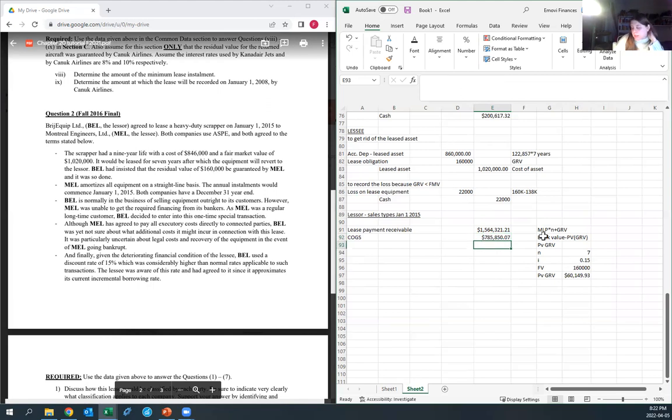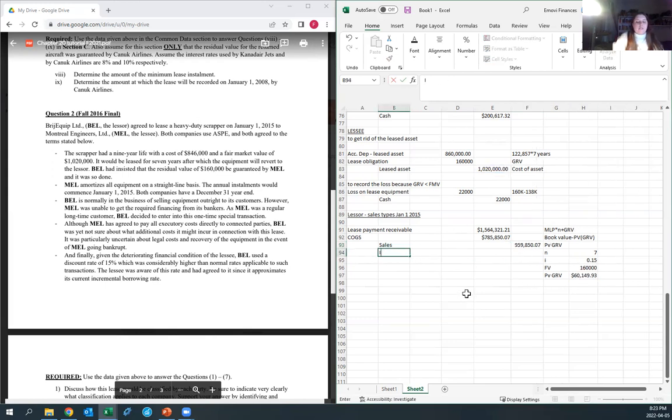The reason why we subtract it is that at the end you're going to get back your asset for $160,000. So that present value of your guaranteed 160K shouldn't be included in your COGS. Then sales is going to be your 1,020,000 minus the 60,000. Inventory is your book value of the asset, which is 846.